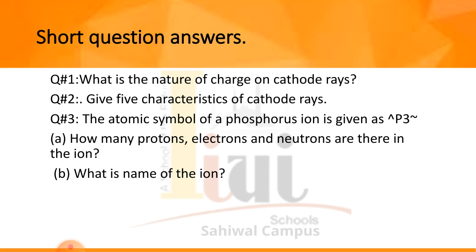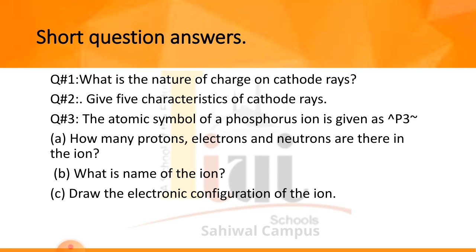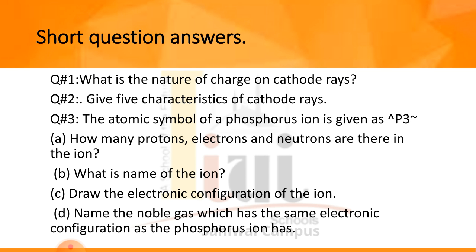Question B. What is the name of the ion? So you have to write the name of the ion. Draw the electronic configuration of the ion. So you have to draw the electronic configuration of this ion, having atomic mass 31 and atomic number 15 and -3 as its oxidation state. Task D is that name the noble gas which has the same electronic configuration as the phosphorus ion has. So you have to write the name of that noble gas which has the same electronic configuration as this phosphorus ion in question number 3 has.